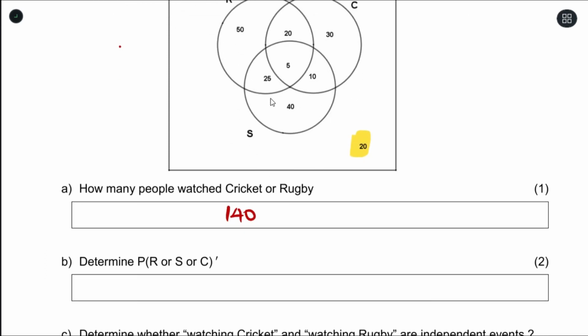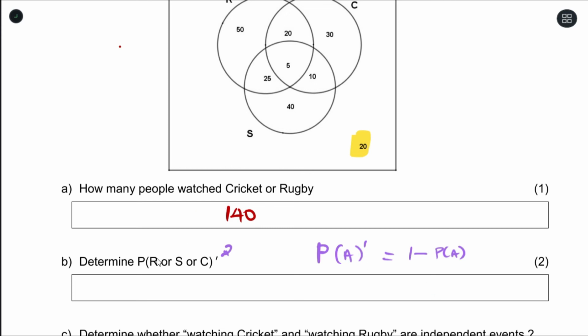Now, B says determine the probability of R or S or C prime. Now, this prime that you have over here cannot represent not. Okay, let me give you a quick example. So the probability of not A is equals to 1 minus the probability of A. Okay, so the probability of something not happening is equals to 1 minus the probability of the thing actually happening.